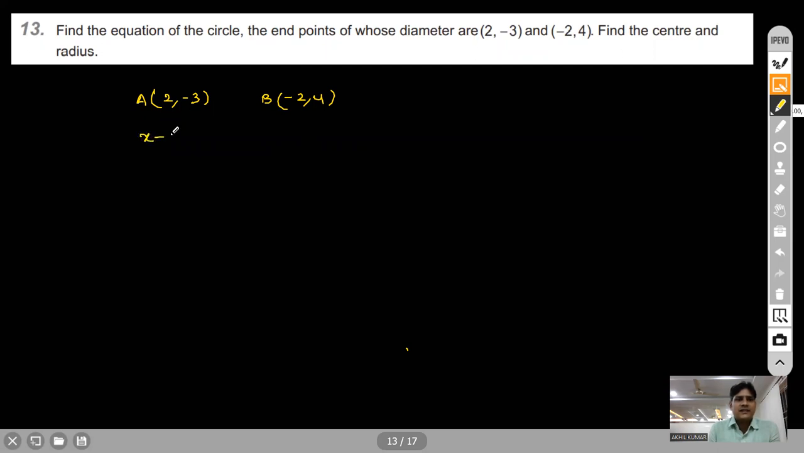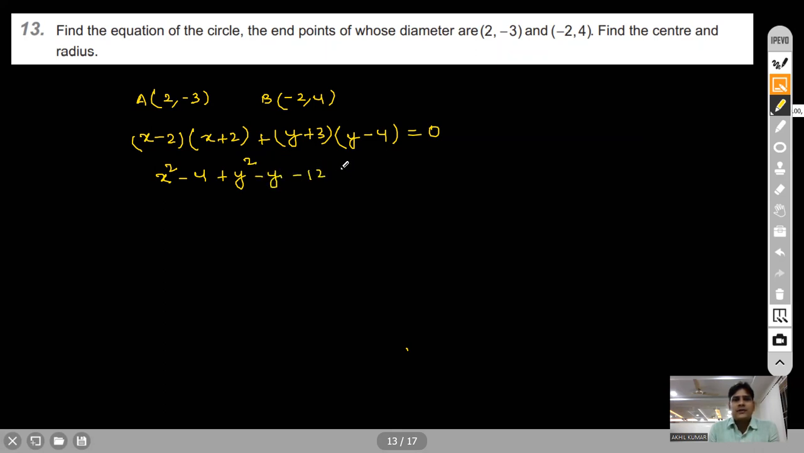So simply we can write it as (x - 2)(x + 2) + (y + 3)(y - 4), means (x - x1)(x - x2) + (y - y1)(y - y2) = 0. This will be the required equation of the circle. So let's simplify it. It will be x² - 4 + y² - 4y + 3y - 12 = 0. Okay. So finally, it becomes x² + y² - y - 16 = 0.